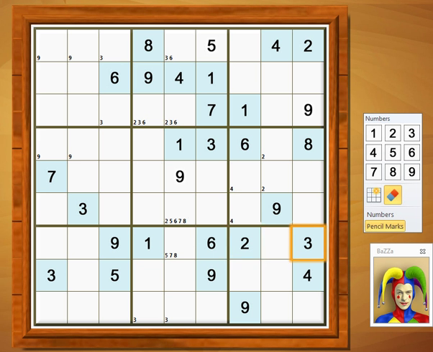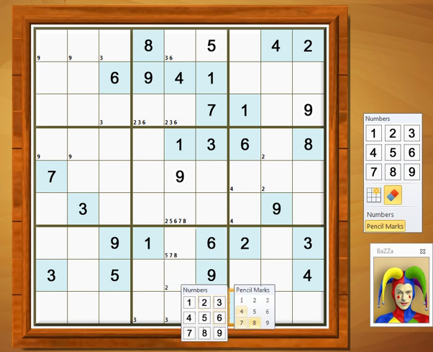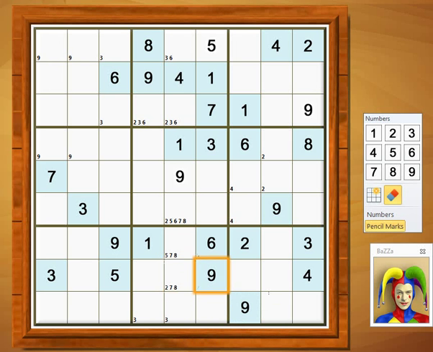So we've got 1, 2, 3, 4, 5, 6, 7, 8, 9. So that's all that can go into that square. Again, so we've got 1, 2, 3, 4, 5, 6, 7, 8, 9.